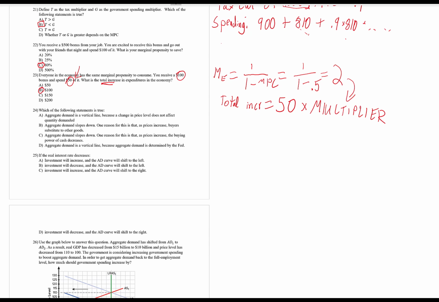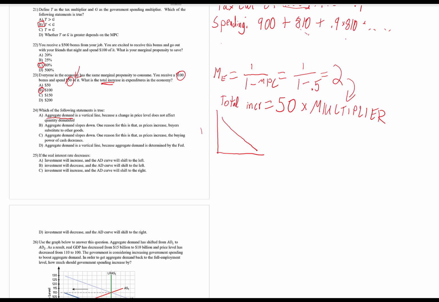24, what we're thinking about here is the shape of aggregate demand. Remember, aggregate demand, we think about that as the demand for GDP in an economy. And as we learned, aggregate demand slopes down just like product demand slopes down. And why is that? Well, let's look at B and C. So C says, as prices increase, the buying power of cash decreases. And so that's going to be the correct answer.